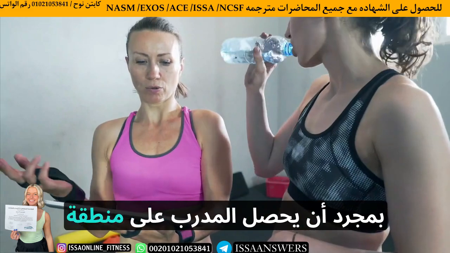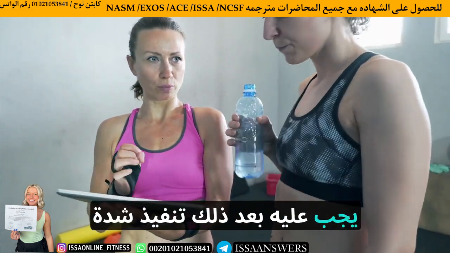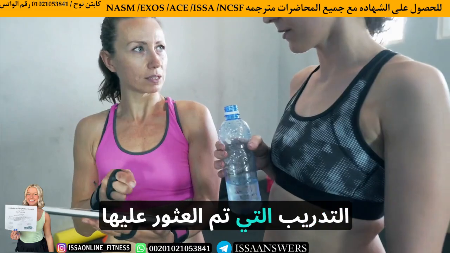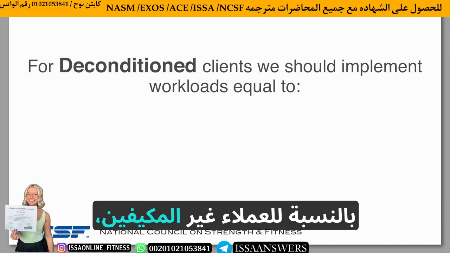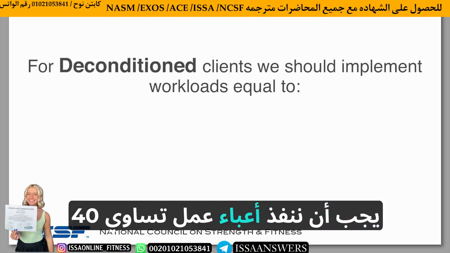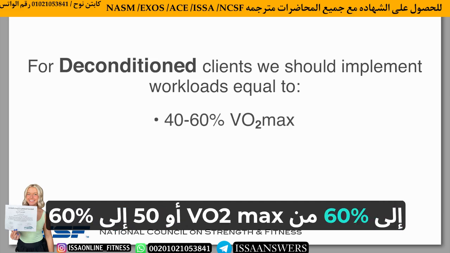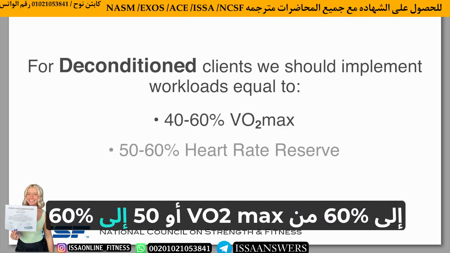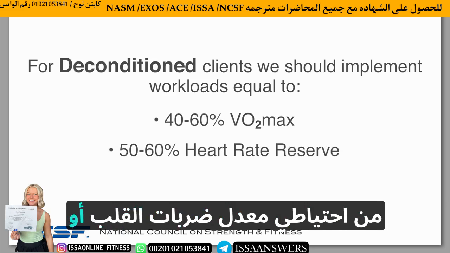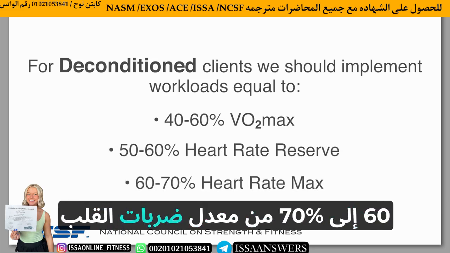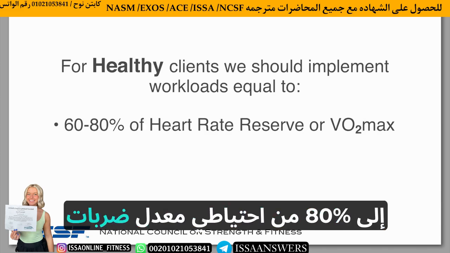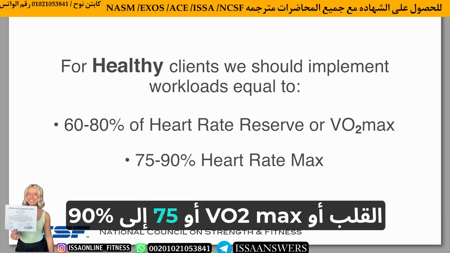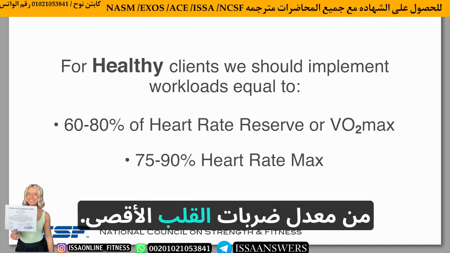Once the trainer has obtained a practical heart rate training zone for the client, they should then implement training intensities found to expedite adaptations. For deconditioned clients, we should implement workloads equal to 40 to 60% of VO2 max, or 50 to 60% of heart rate reserve, or 60 to 70% of heart rate max. For healthy clients, we should implement workloads equal to 60 to 80% of heart rate reserve or VO2 max, or 75 to 90% of heart rate max.